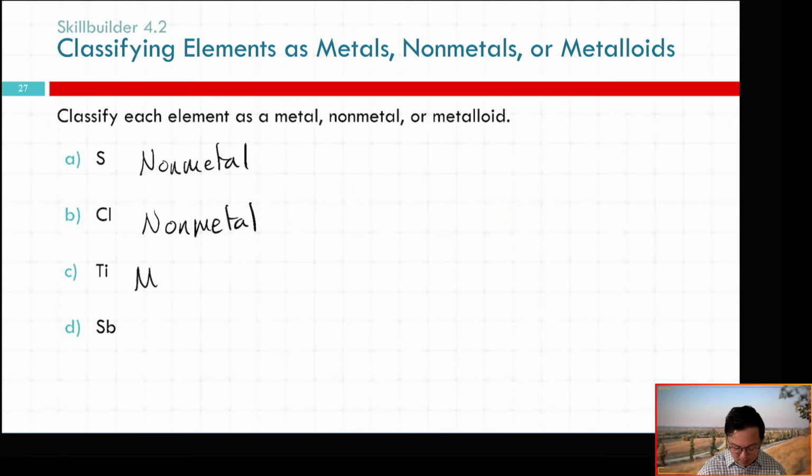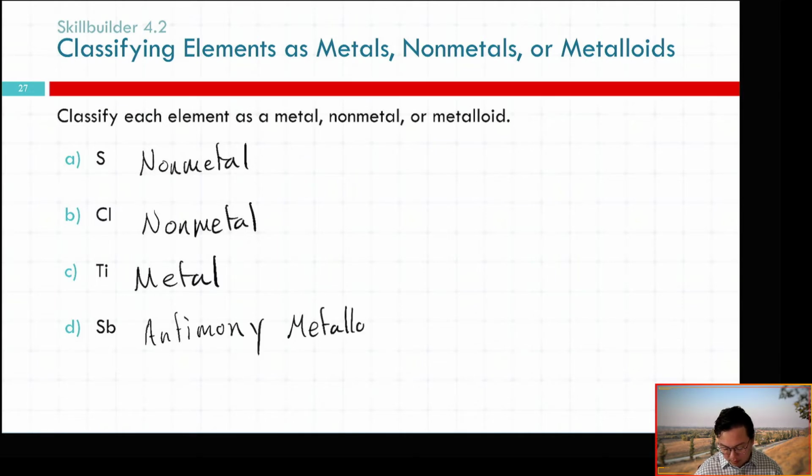Titanium, metal. And then Sb is antimony. And that is a metalloid. Yeah, Sb is a tricky one. Okay. Moving on then.